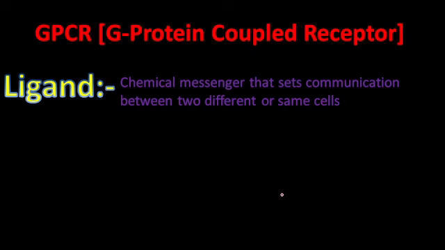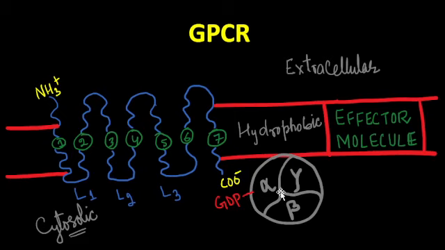So for a GPCR, we can have different ligands, and we will talk about all those ligands. The ligand is going to activate this receptor, and then there will be a conformational change, and likewise there will be downstream signaling. So let's start with what GPCR is.